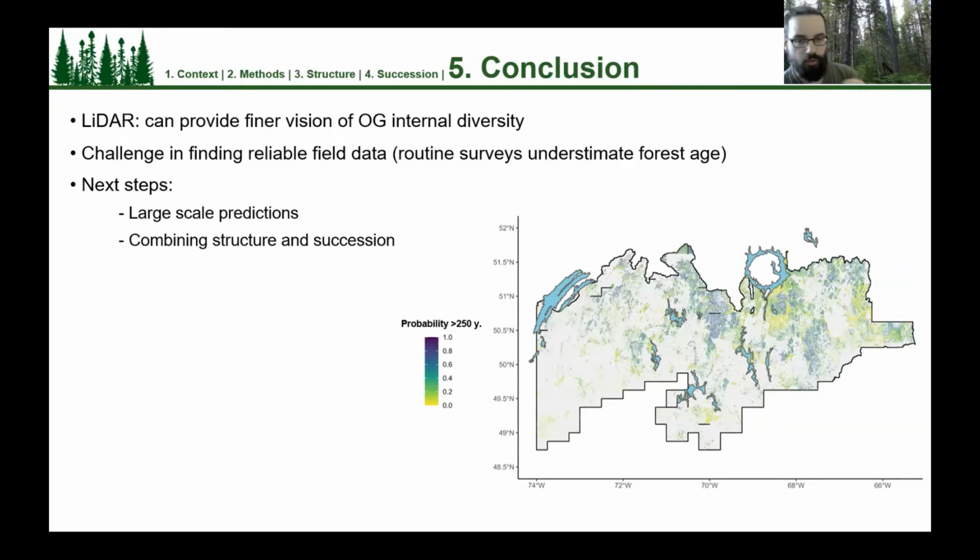Also, we try to combine structure and succession to try to identify very old growth forests, severely disturbed by secondary disturbances, somewhat recently or not. And also, we try to predict old growth features with more details, so try predicting the deadwood volume and diversity, or predicting the amount of soil carbon in old growth forests.